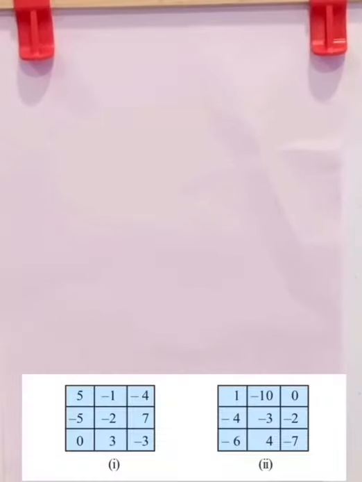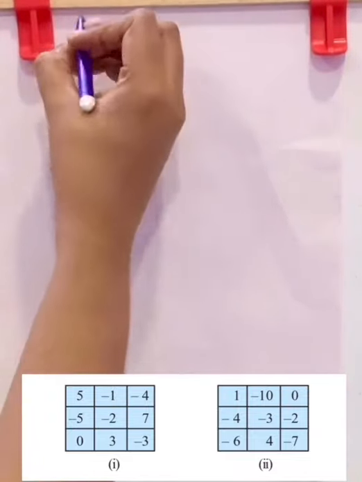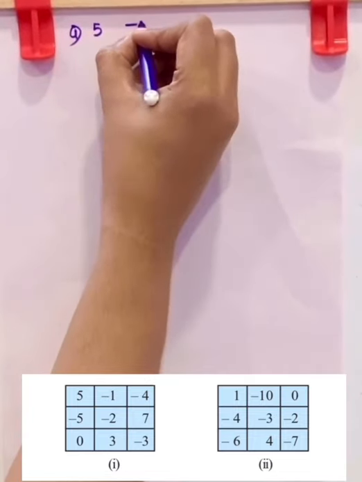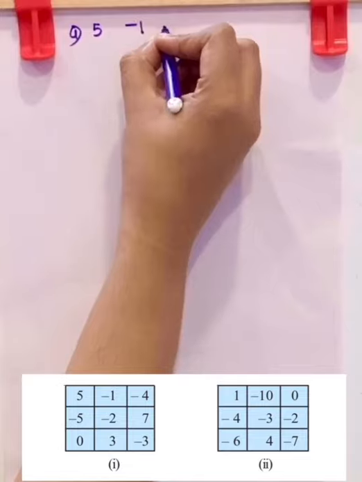Next is a magic square. In each row, column and diagonal have the same sum. Check which of the following is a magic square. So there are two squares here. In the first square, in a row, we have the values 5, minus 1, minus 4.